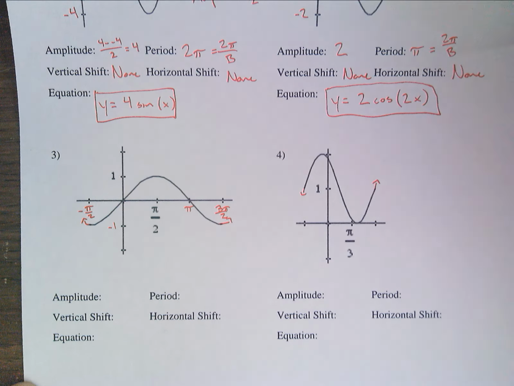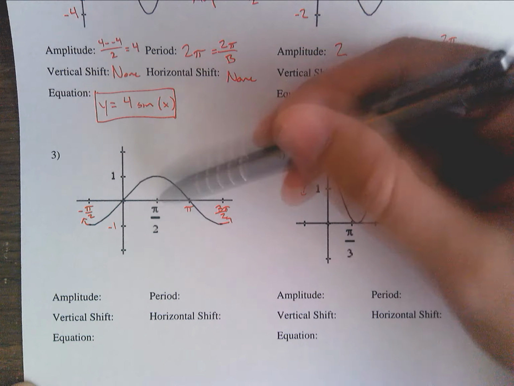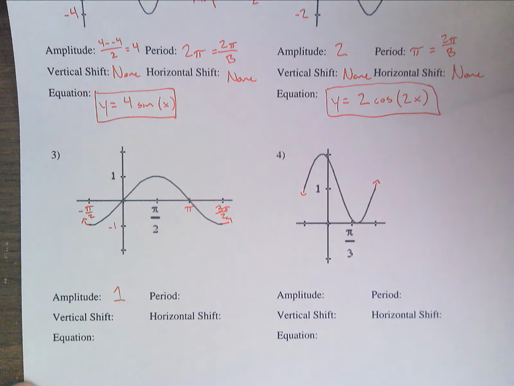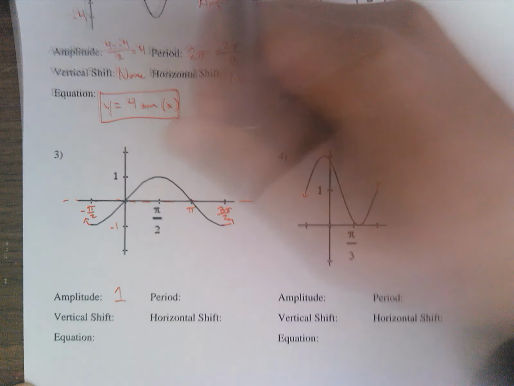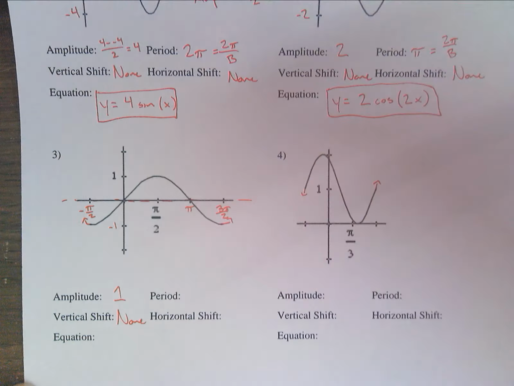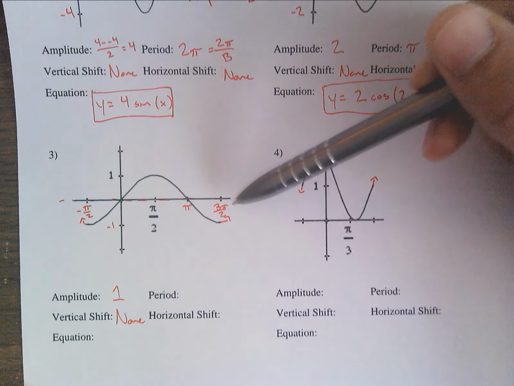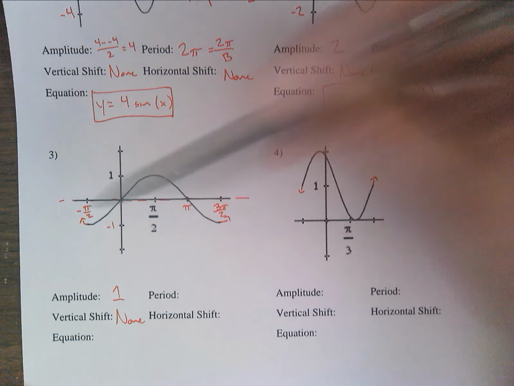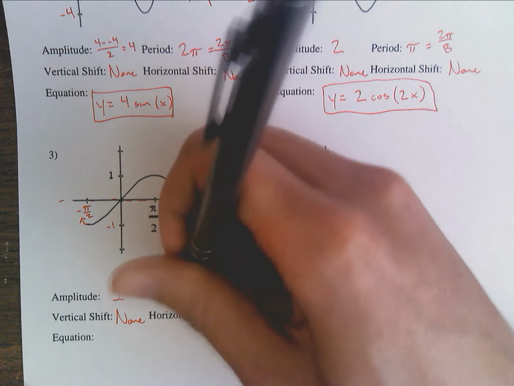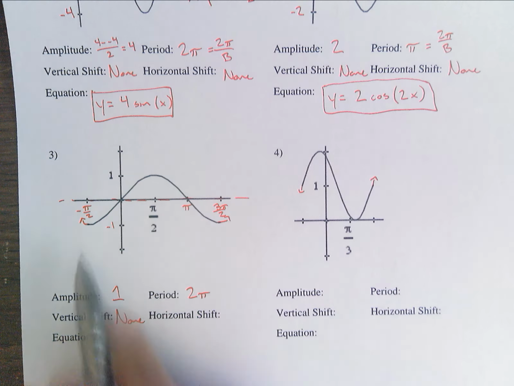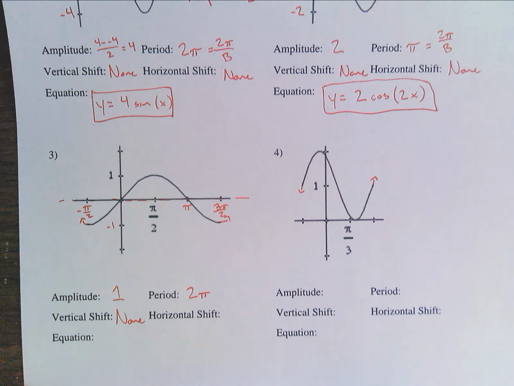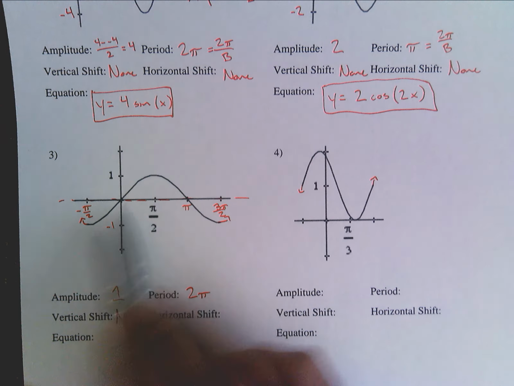Our amplitude, the maximum distance of our curve from the midline, is 1. Our midline is, again, the x-axis. So we do not have a vertical shift. Our period, we're going from negative pi halves to 3 pi halves. So that interval has width 2 pi. And our horizontal shift, well, I see we start the cycle at negative pi halves, so we're going left pi halves.